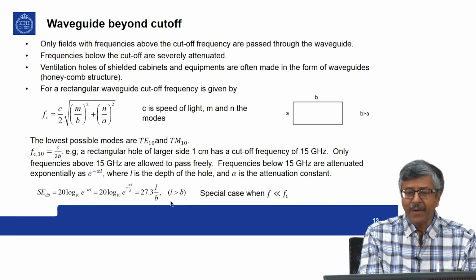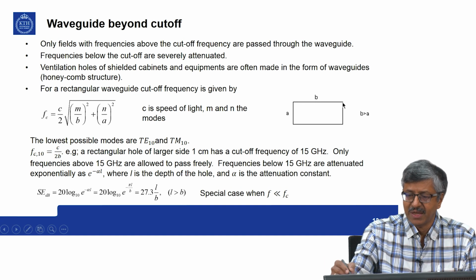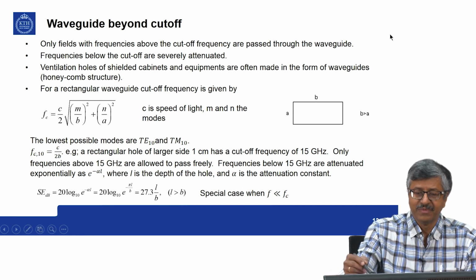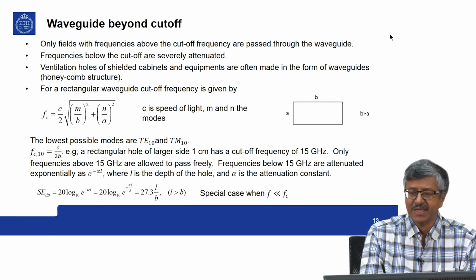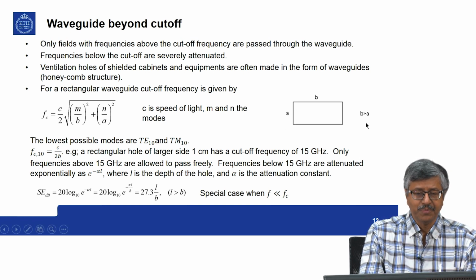Now, waveguide beyond cutoff. The principle is like this. Suppose you have a rectangular cross section waveguide, and it has a depth of length L, the length of the waveguide. Now, B is greater than A, let us assume.